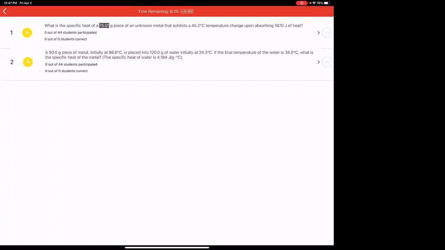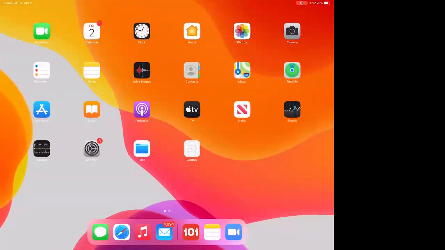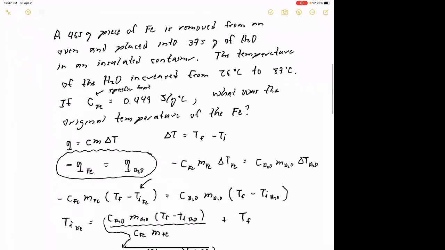Could you do number 1, please? Sure. So we want to know the specific heat. You're gonna have to feed me the info. I'm working off one screen today, but I want the specific heat of an unknown metal. So if I go back to that.